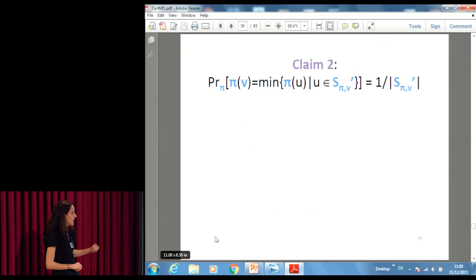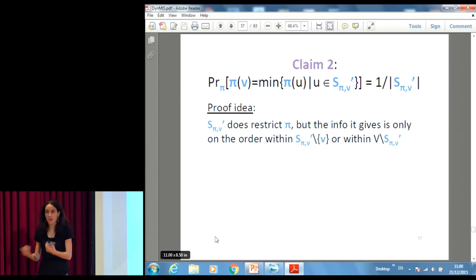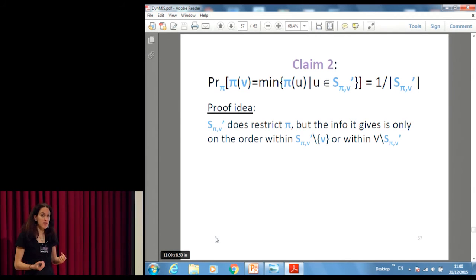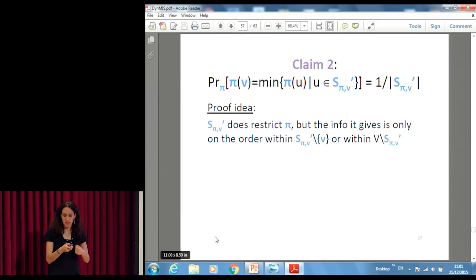However, and I won't show you this, it still holds that the probability that V is the minimal one is indeed 1 over the size of the set. The reason for this is that while we do get information on pi when I have S prime, pi is not uniformly random anymore. The information that we get is only on the order within S prime, well, except for V because we made it zero, and the order outside of S prime. But we don't learn anything about the order between pairs of nodes in and out of S prime. And that is why we don't get any change of distribution on whether V is the minimal in the set or not.